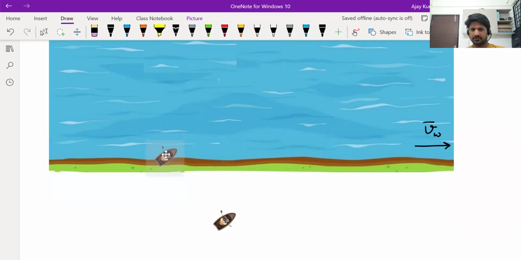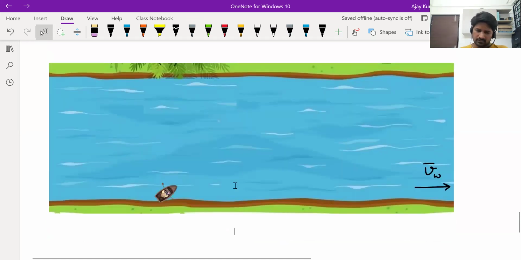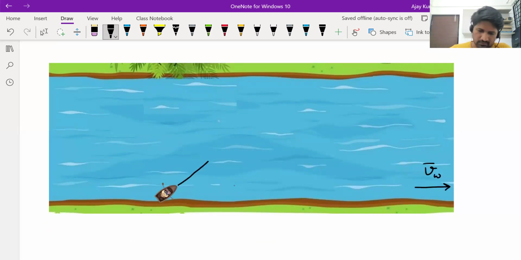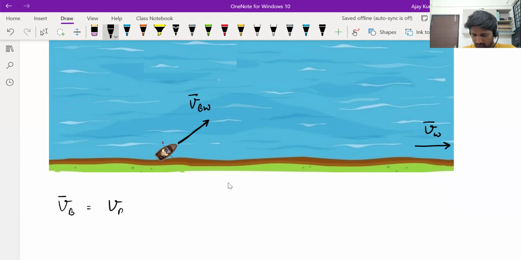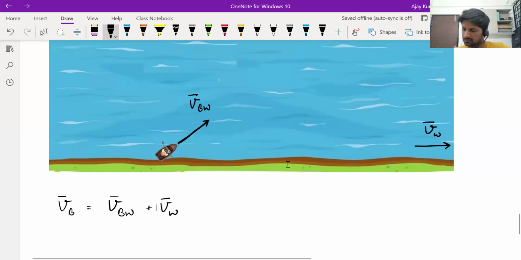I'll assume it's starting from somewhere here. So the boat is pointing in this direction. The direction in which the boat points is the direction of VBW, that is the velocity of boat relative to water. That may not be the actual velocity with which the boat moves. Fine. How to get the actual velocity? The effective velocity with which the boat moves is the velocity of boat relative to water plus the velocity of water. So you have to add this VBW vector and VW vector.